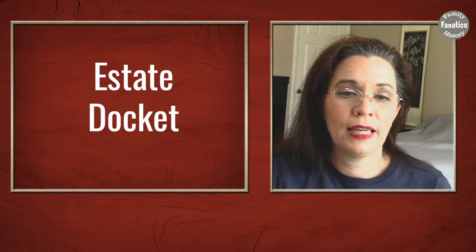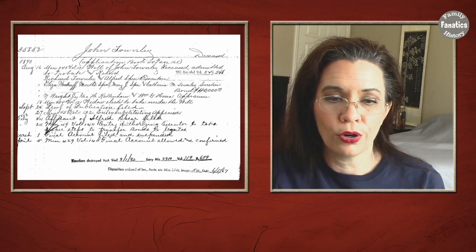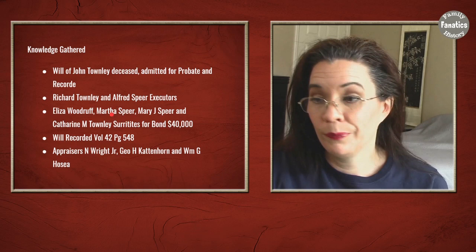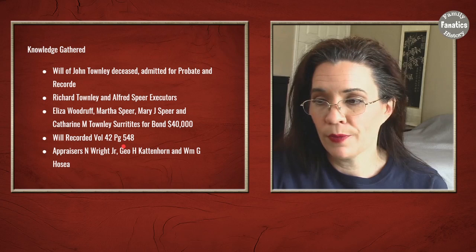So in the estate docket for John Townley, it lists what was happening at the court by date in chronological order. So the things that I'm finding out is when the will was submitted, who the executors are. I pick up an extra person, this Martha Spear, don't know who that is, but gotta find out, right? But she and these relatives are putting up money to ensure that this bond gets executed. The will, I have the volume number and page number. That's just part of a citation. And then we have the appraisers.